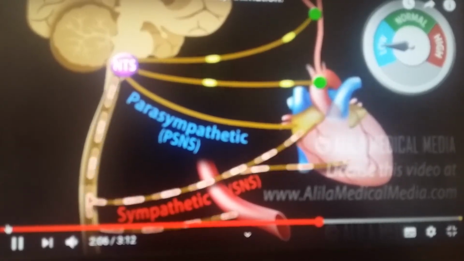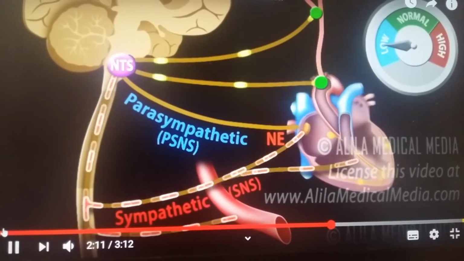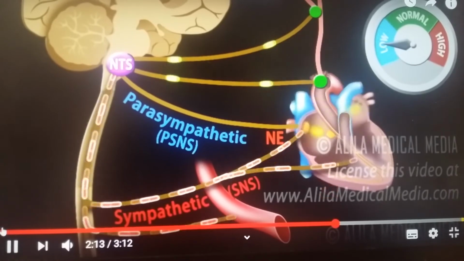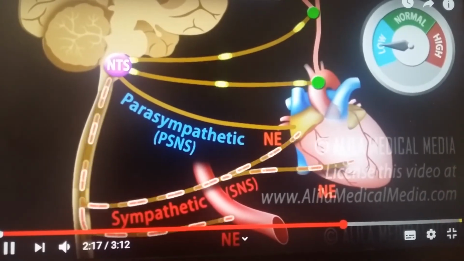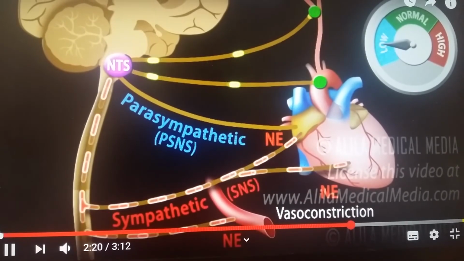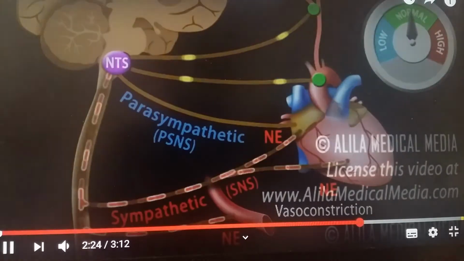The sympathetic system releases norepinephrine, which acts on the SA node to increase heart rate, on cardiac myocytes to increase stroke volume, and on smooth muscle cells of blood vessels to cause vasoconstriction. Together, these events rapidly bring blood pressure levels back up to normal.